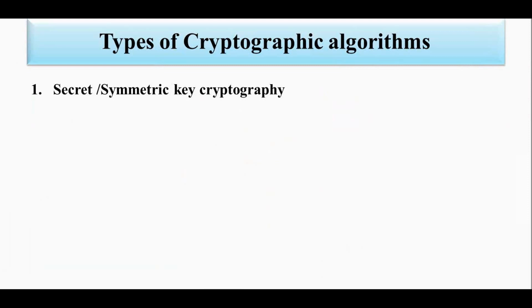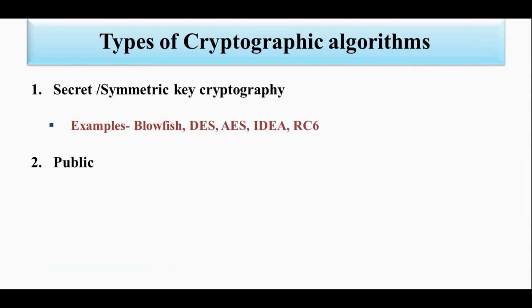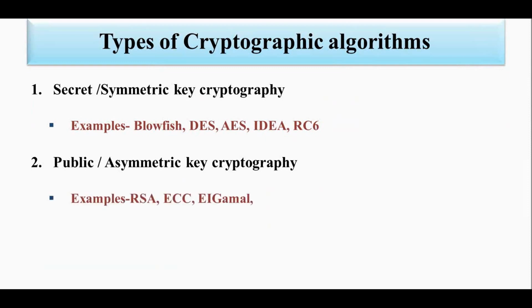We have three types. The first one is secret key cryptography, or symmetric key cryptography, where one key is used for both encryption and decryption. These are some popular algorithms used for symmetric key cryptography. And public key cryptography, asymmetric, as the name represents, you have two keys used here. One is used for encryption and another is used for decryption. The popular examples are RSA, ECC and so on.